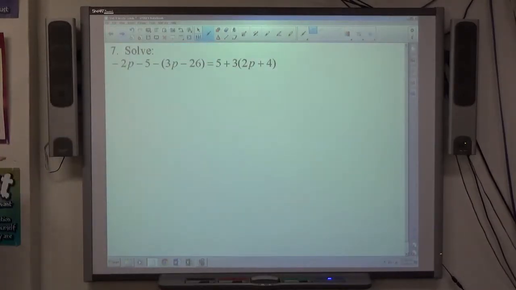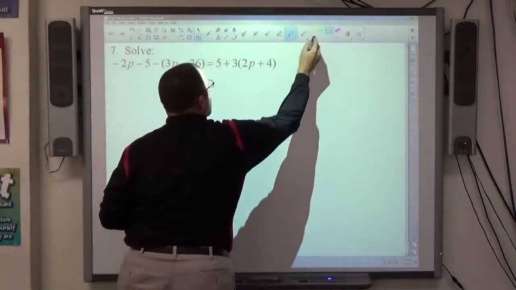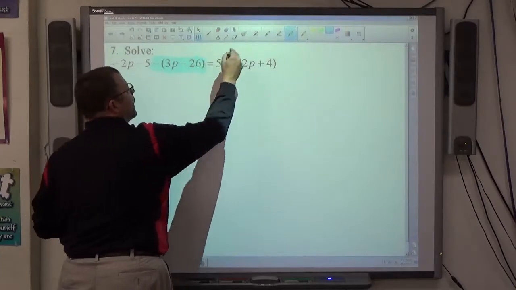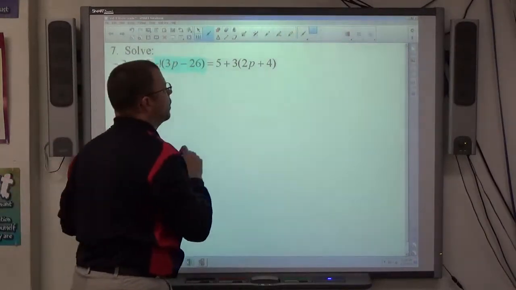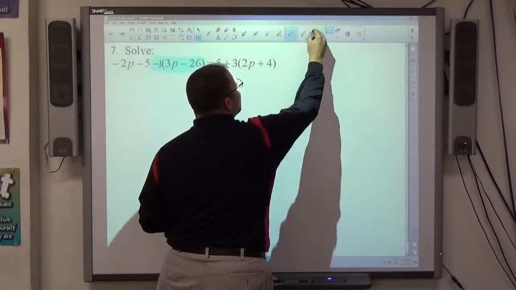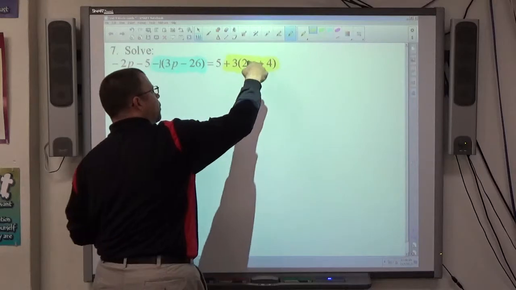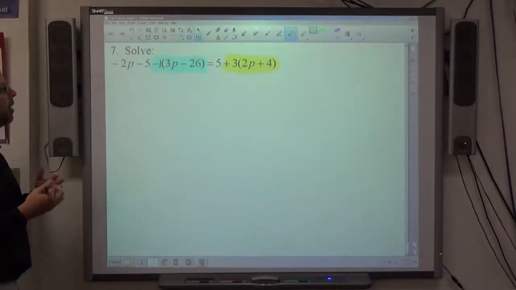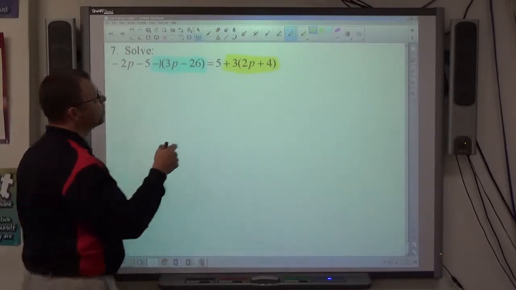Number 7, same deal. We've got an equation we're trying to solve. Again, we have a distributive property situation right here. And again, officially there's a 1 in front of that parenthesis, so minus 1 is being distributed there. And I've got a second parenthesis here, and 3 is being multiplied by that, it's positive 3. So anytime you do this distributive property, consider not just the number, but also the sign attached to the number as you multiply through.